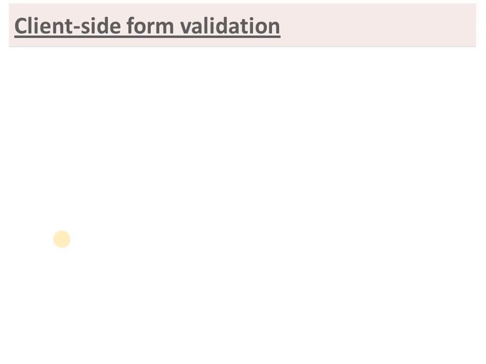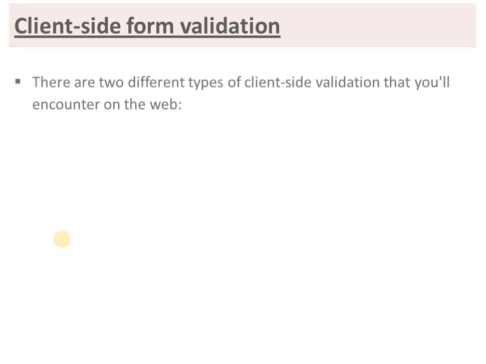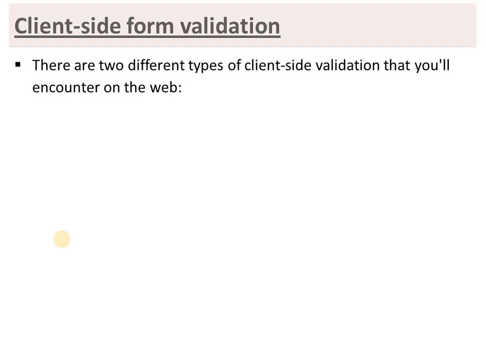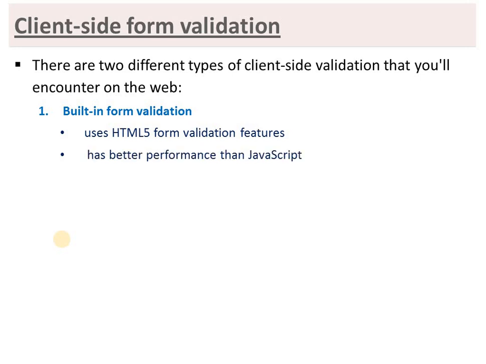Now let's first see client side form validation. There are two types of client side validation that you can integrate with your web application. The first one is built-in form validation. This kind of validation is provided by HTML5 itself. It has better performance than JavaScript, but it is not as customizable compared to JavaScript validation.